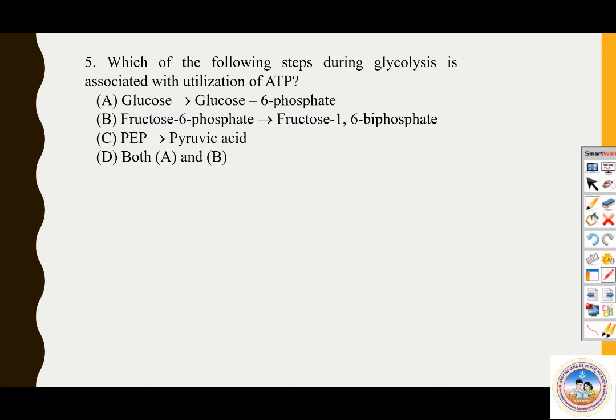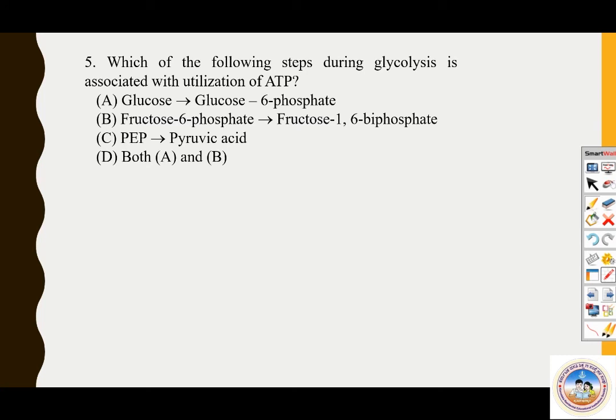Yes, correct. PEP to pyruvic acid, no. Actually, ATP was generated. Yes or no? So first, ATP got consumed. That is how you formed your ADP. Second one, fructose 6-phosphate, ATP again got consumed. That is how you formed your fructose 1,6-bisphosphate. But in PEP, ATP was actually released. It was a payoff phase.